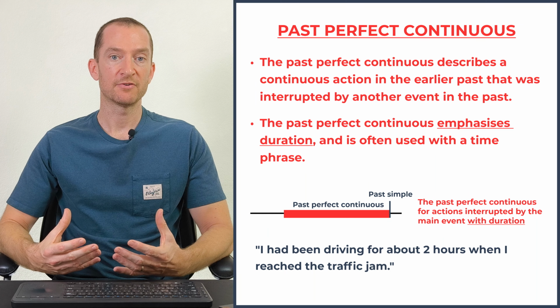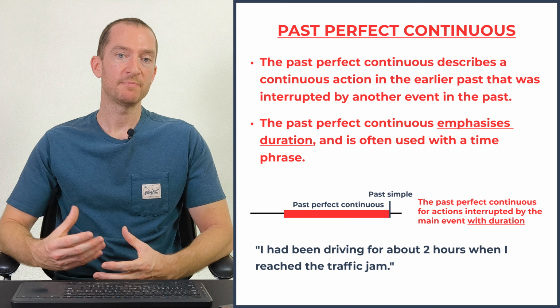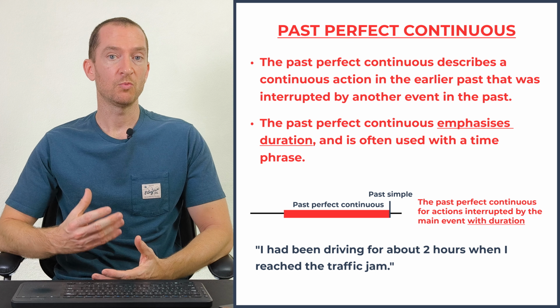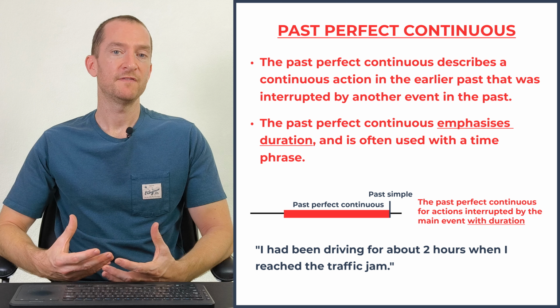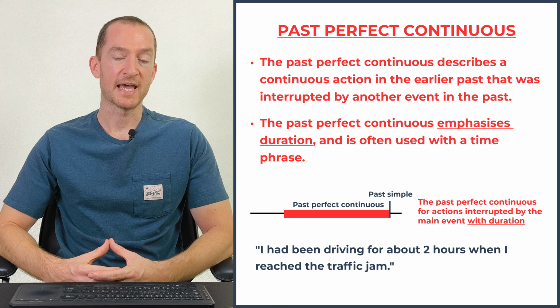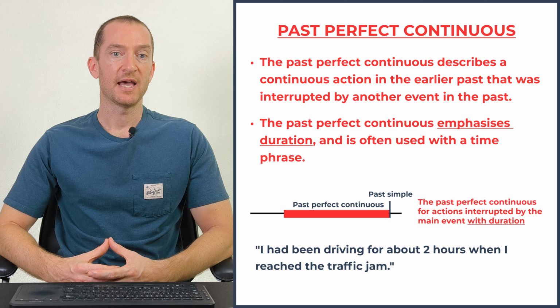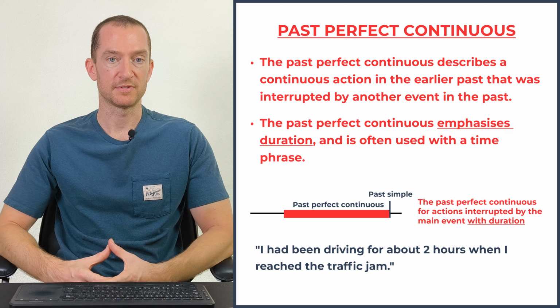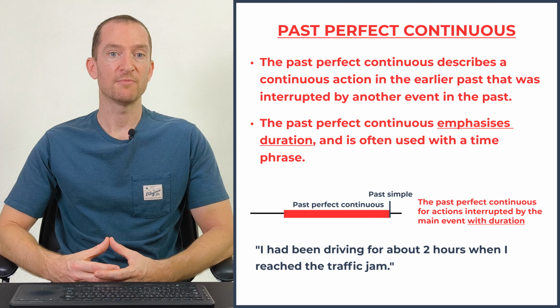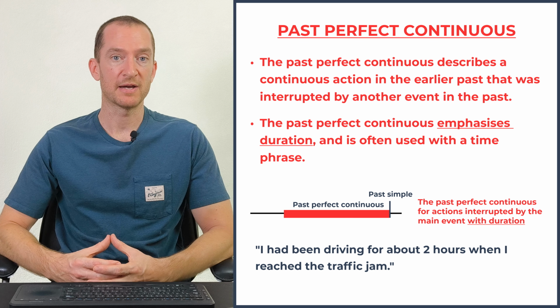Sometimes we can use the past perfect continuous for an action that was in progress when another action interrupted or stopped it. In our example, we saw this with I had been driving for about 2 hours when I reached the traffic jam. The past perfect continuous emphasizes the duration of an action earlier in the past, and that means that you can use it with a time phrase such as for 2 hours. We saw this in the example, I had been driving for about 2 hours.